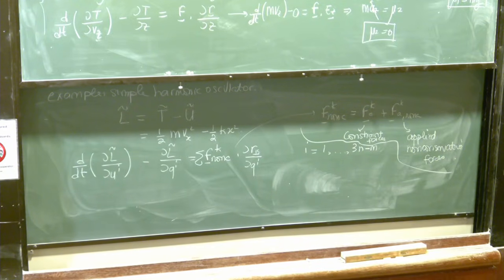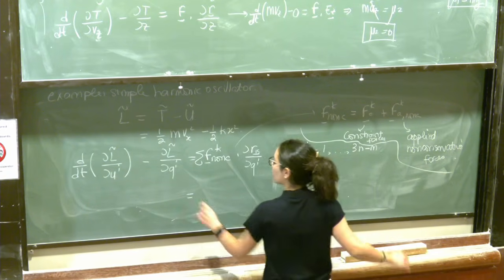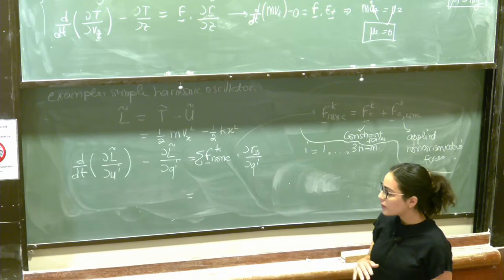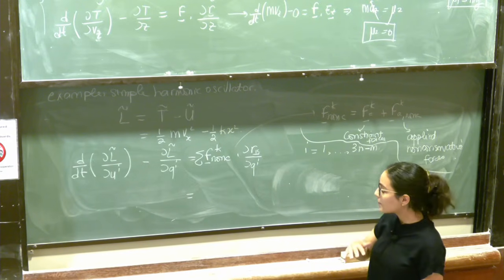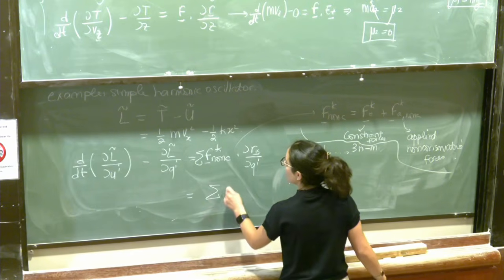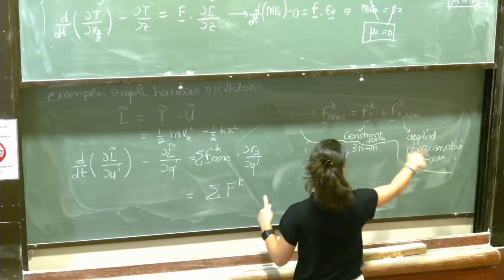What I was saying is that Lagrange's equations of motion, using the constraint Lagrangian, are going to be decoupled from the constraint forces, so I don't even have to worry about the constraint forces. I can remove this from here. The first 3n minus m equations are going to be uncoupled from the constraint forces, so these are just going to depend on the applied non-holonomic forces.